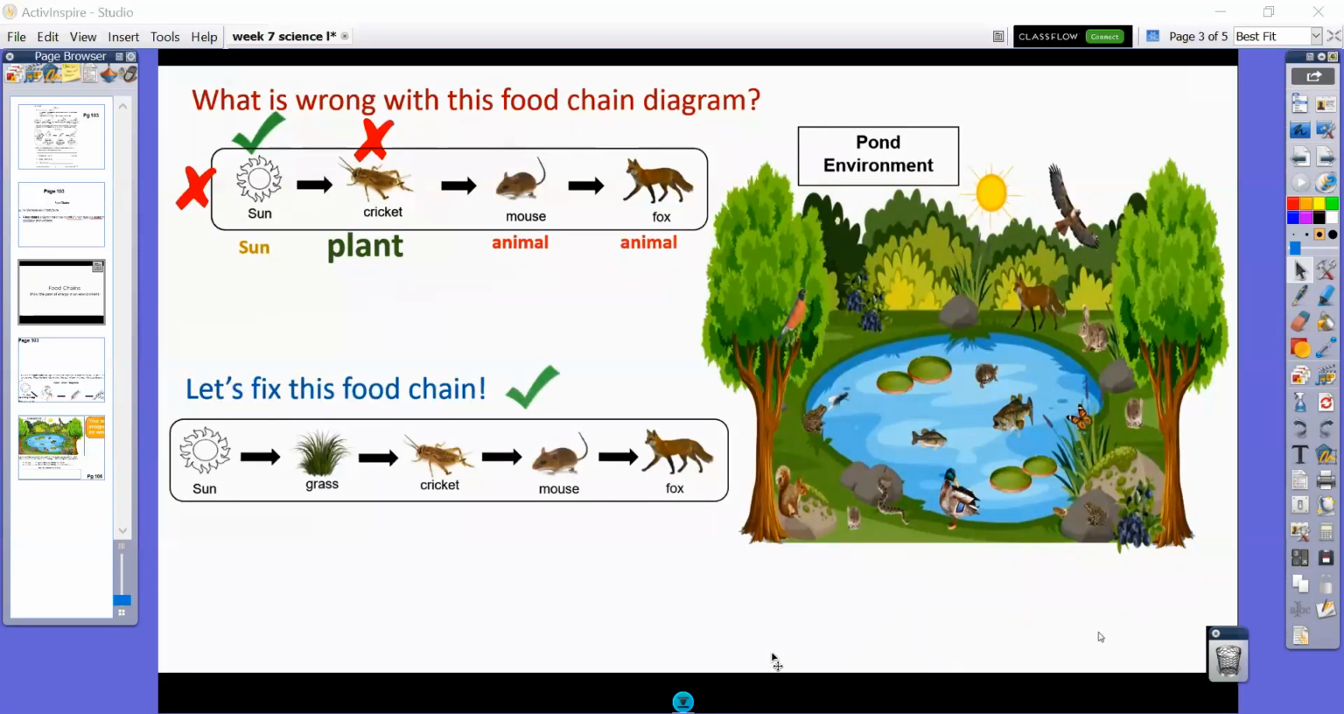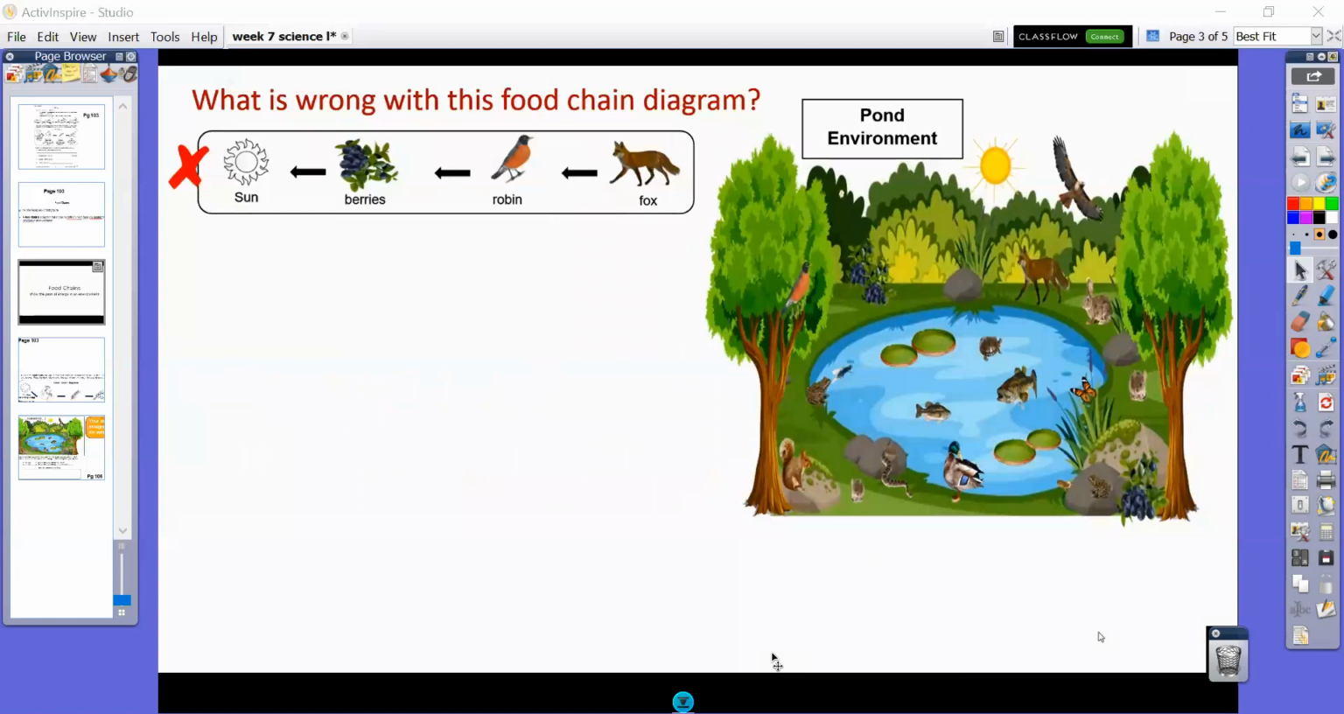The sun's energy goes to the plant, and the plant gets the energy and makes its own food. Then the cricket gets energy from the grass. That cricket gives its energy to the mouse. That mouse gives its energy to the fox.